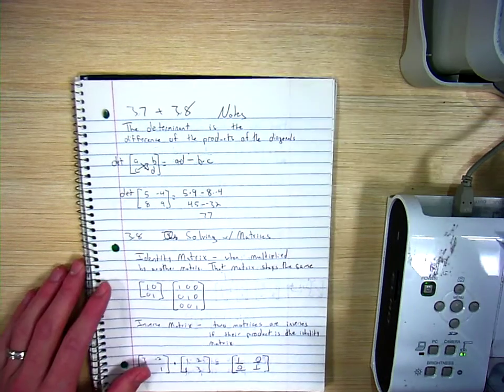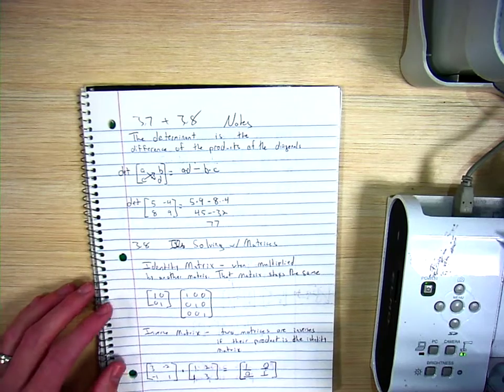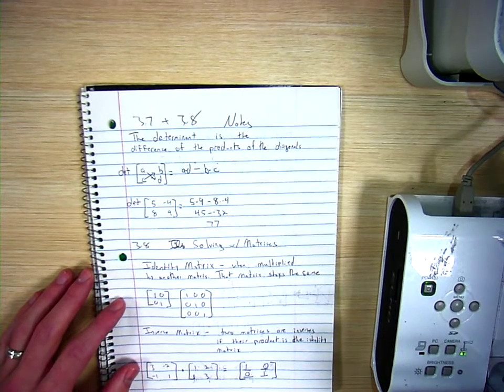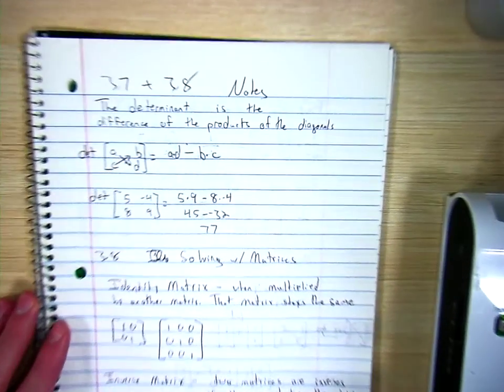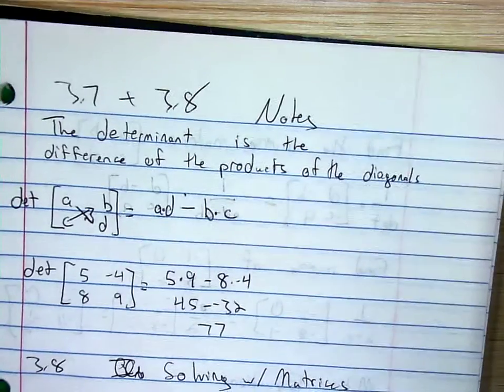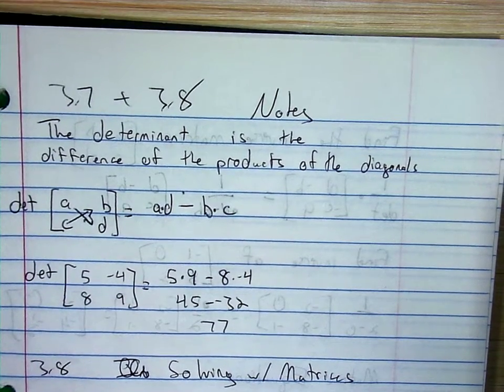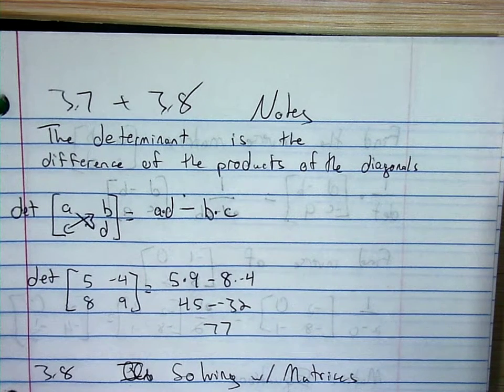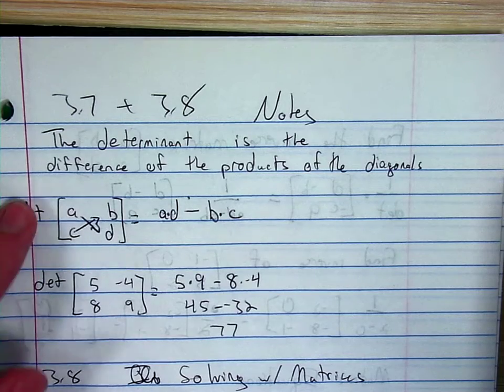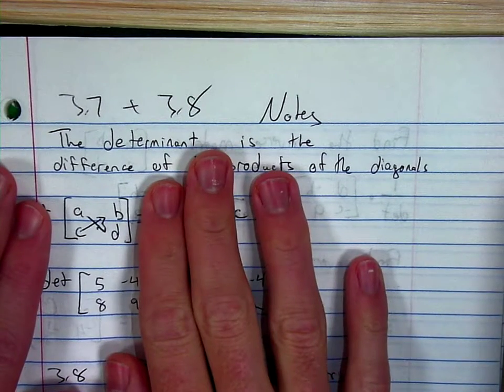Alright guys, today we got one little piece from 3.7 and then we're going to primarily focus on 3.8. The one thing from 3.7 that we're talking about today is the determinant. The determinant is the difference of the products of the diagonals. Okay, so let's say I have this matrix ABCD.